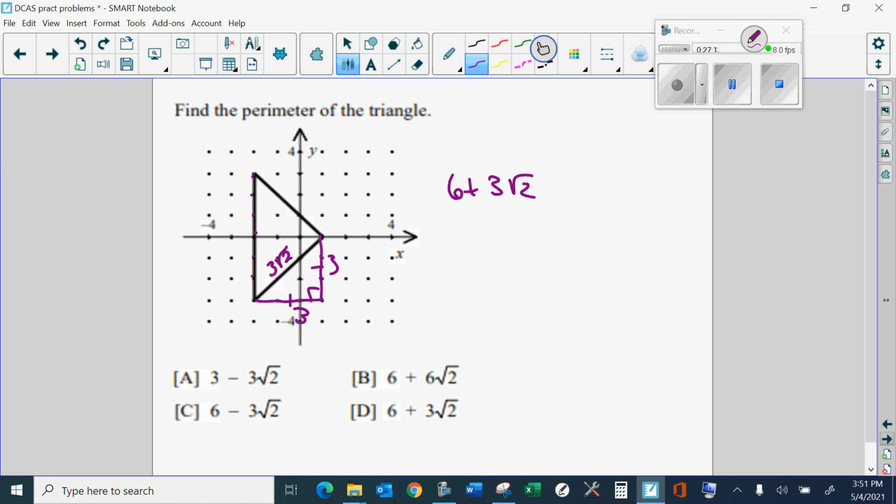And now I do it again here. 1, 2, 3. 1, 2, 3. Oh, so that's another 3 root 2. There's another 45, 45, 90. And 3 root 2 plus 3 root 2 is 6 root 2. So I have 6 plus 6 root 2 as the exact answer. Notice they wanted the exact answer there instead of a rounded one. That's why you don't see any decimals there.